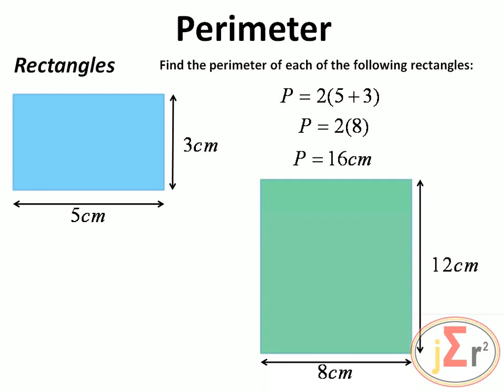And let us take another one. The same formula, 2 times all of L plus W, and we know the length is 12 and the width is 8, so 2 times all of 8 plus 12, and that is 2 times 20, and 2 times 20 is equal to 40 centimeters.